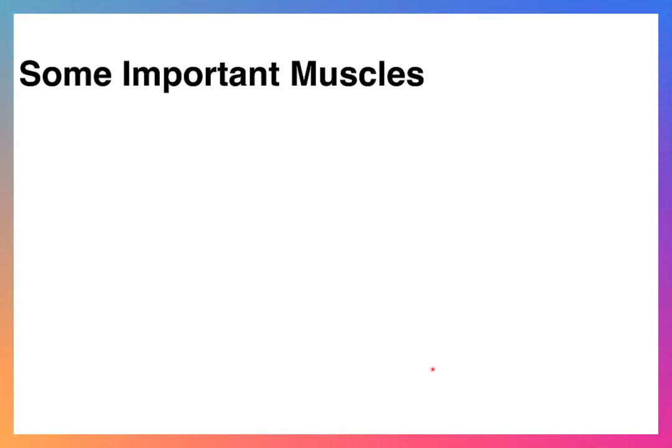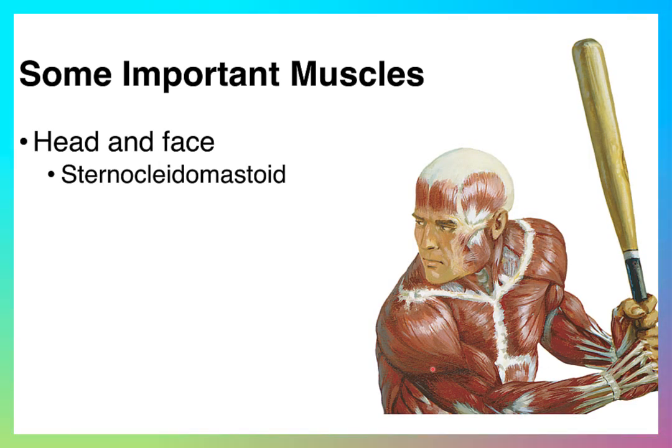What are some important muscles? Let's start with the head and face. The first muscle we'll talk about is the sternocleidomastoid. And this is named based on the three bones with which this muscle attaches. Sterno being the sternum, cleido being the clavicle, and mastoid being the mastoid process of the skull.